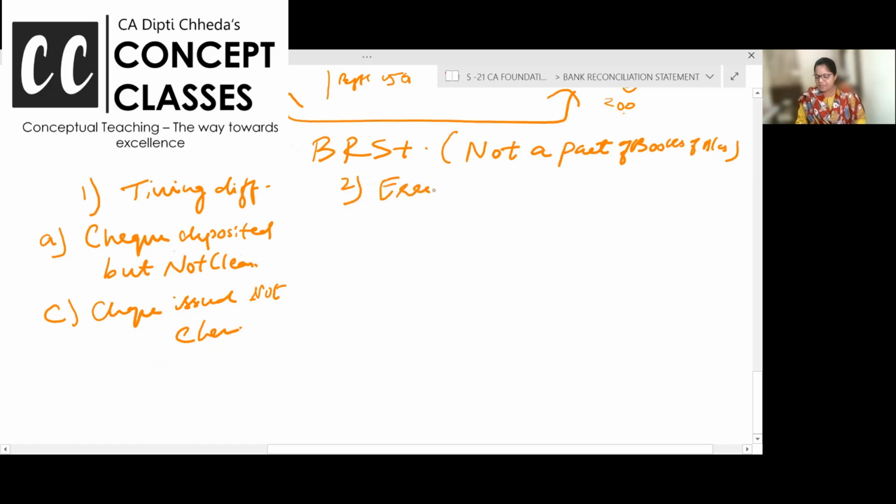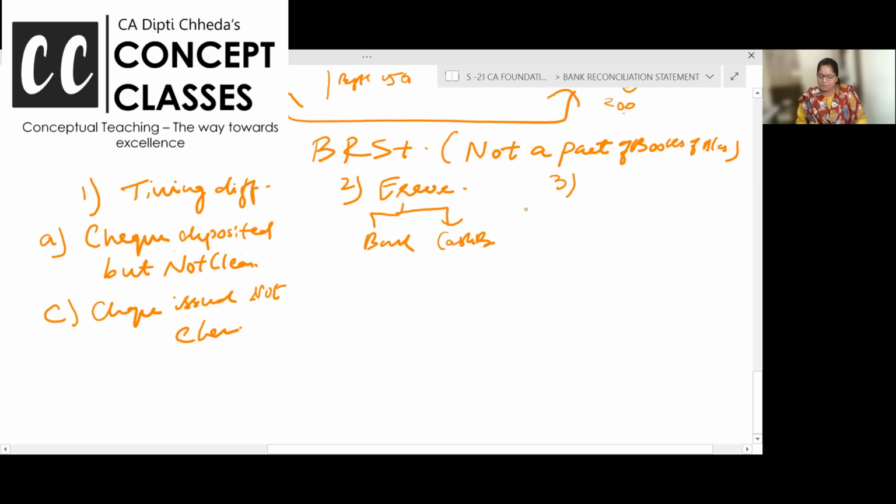The second difference because of which it is coming is error. Error by the bank also. Instead of putting money in my account, they have put it in Dipti Shah's account. So the bank people have made the mistake, or I have. I deposited the check from Ronak for 200, but the entry I have recorded is only 20. So there may be a mistake in the bank or in the cash book. So you need to rectify that.